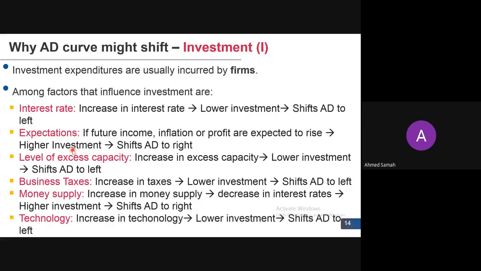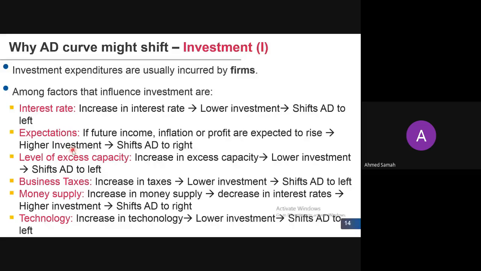So another factor is technology. When there is an improvement in the technology, it will lower the investments and lead to the aggregate demand curve shifting to the left. Because when there is technological improvement, that means you can do things more cheaply now. And then because of that, there will be lower investment on other things, because with technology, for example in machinery, you might be able to do more things. So because of that, the aggregate demand curve will shift to the right left.